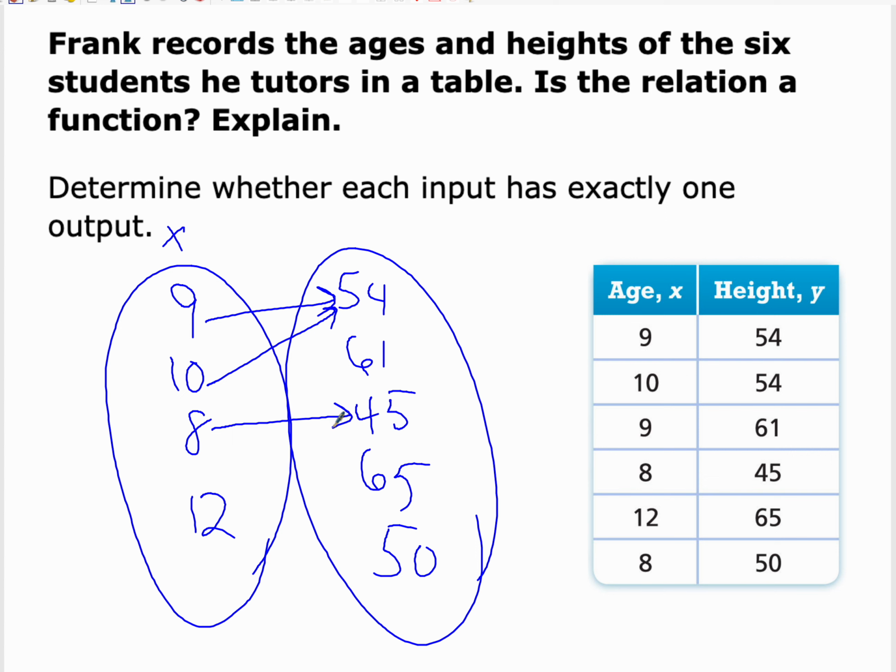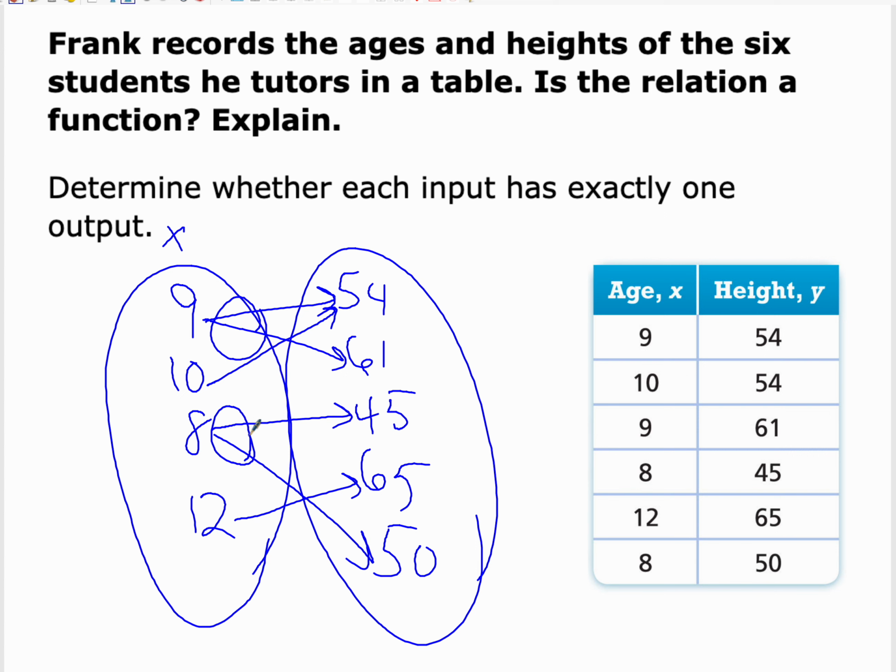Oh, I missed one. This 9 goes to 61, 12 goes to 65, and 8 goes to 50. Okay, so is this a function? No. Why not? Because this 9 has two arrows, and this 8 has two arrows. Since they have two arrows, it's not a function.